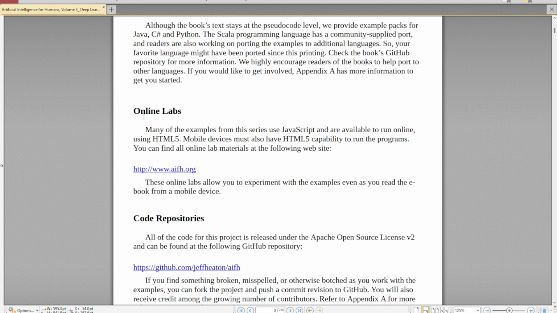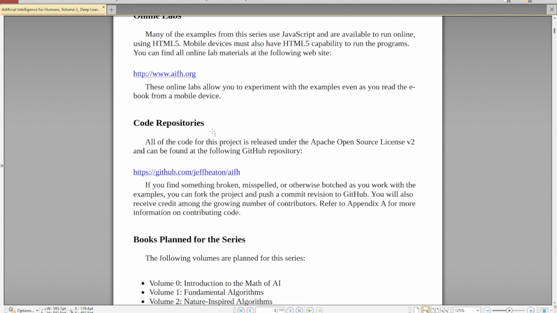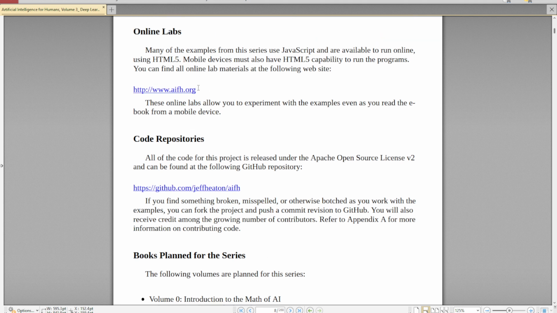Okay. Now online labs. Many of them use JavaScript and are available to run online using HTML5. Mobile devices must also have HTML5 capability to run the program. You can find all online lab material and analysis here. I can also share the link with you for this.